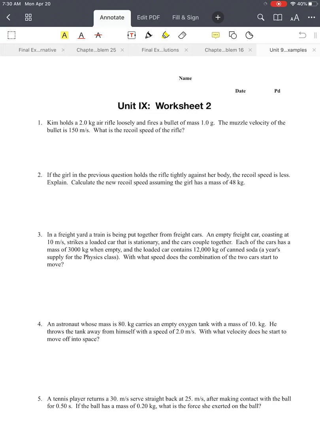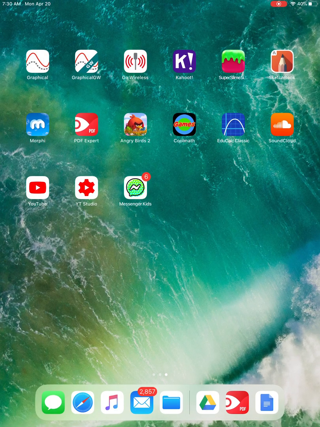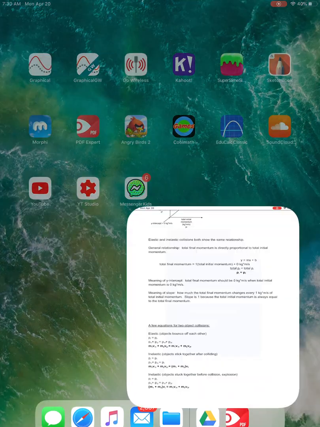What up, physics kids? It's time to learn how to do a Unit 9 Worksheet 2 problem. I'm actually going to show you how to do number 1 on this worksheet, but before we do that, I want to circle back to the notes and talk about the three possible equations you could use in collisions problems, or what are called conservation of momentum problems.